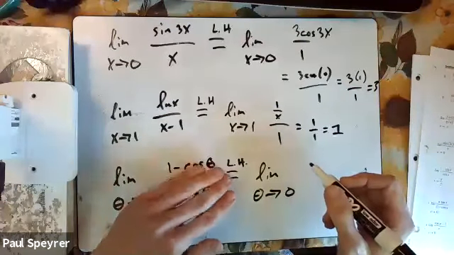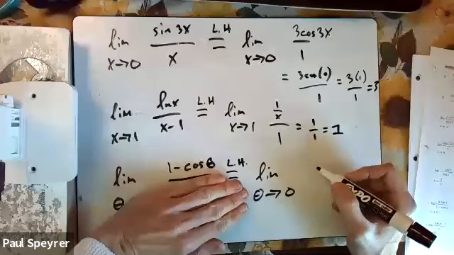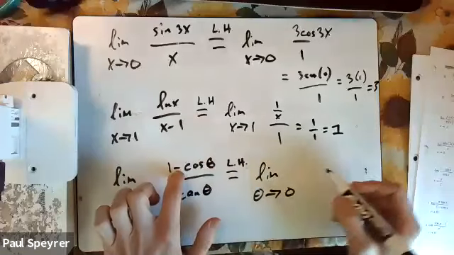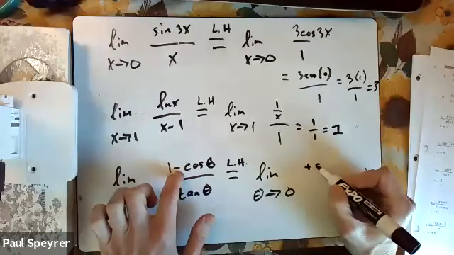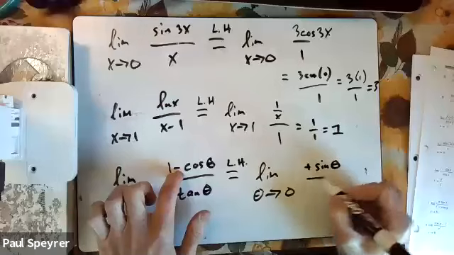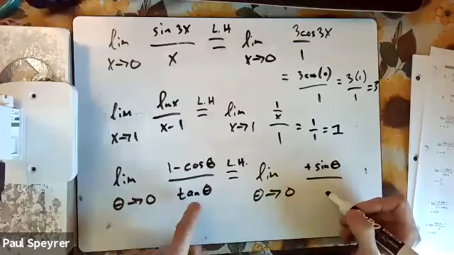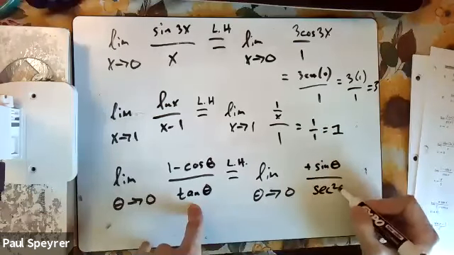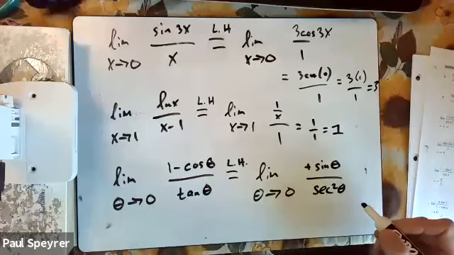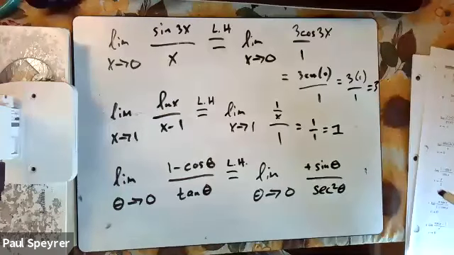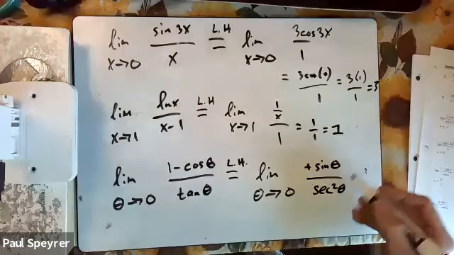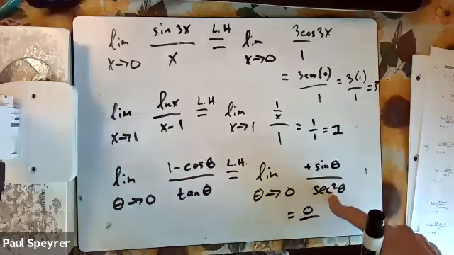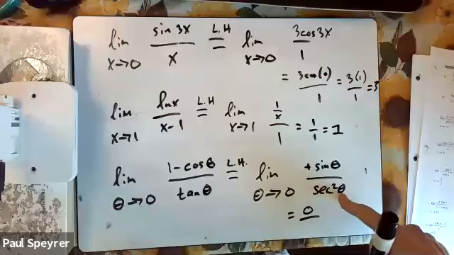So what's the derivative of your numerator? Remember, derivative of cosine is negative sine. But since you have the negative out there, you're going to have a positive sine of theta. Watch the signs, right? What's the derivative of tangent of theta? That is secant squared of theta. Now, if you plug 0 in, what do you wind up with, right? Well, you're going to get 0 over, and what's secant squared of 0?